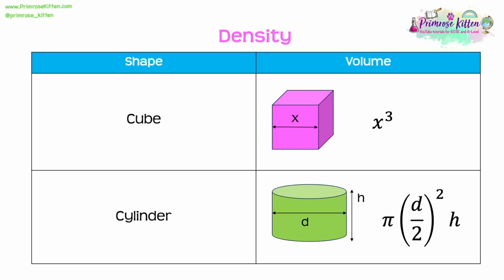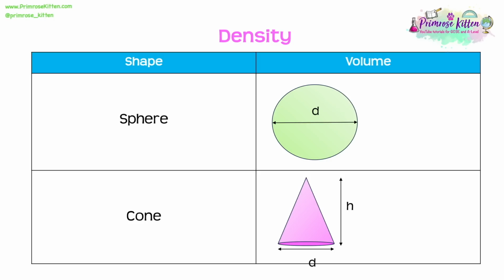If we had a sphere, we would take those vernier calipers again and use them to work out the diameter of the sphere. Then the volume would be calculated using 4/3 pi times d over 2 cubed.